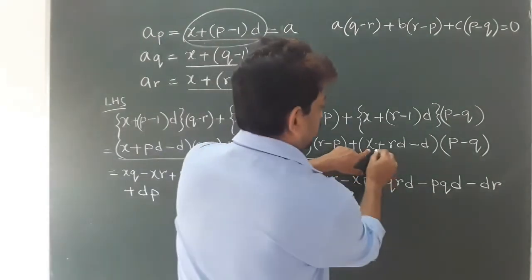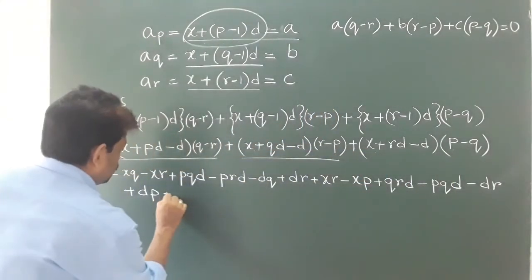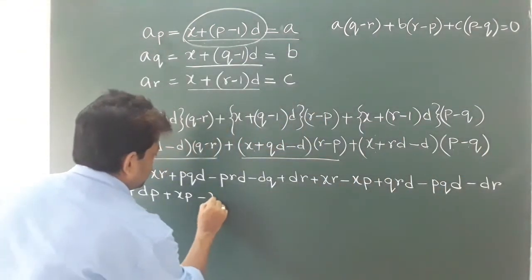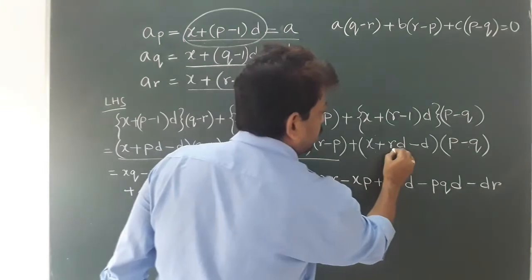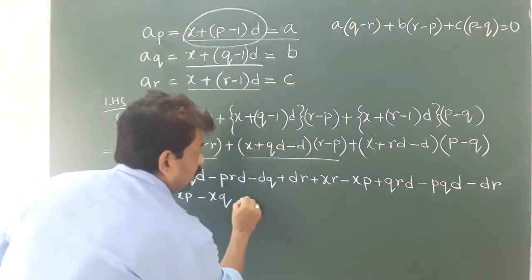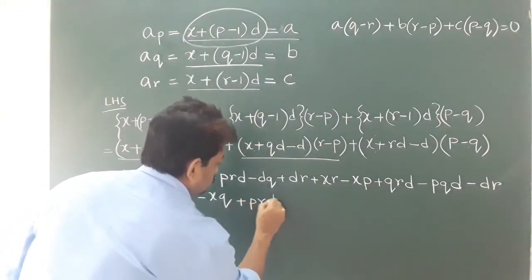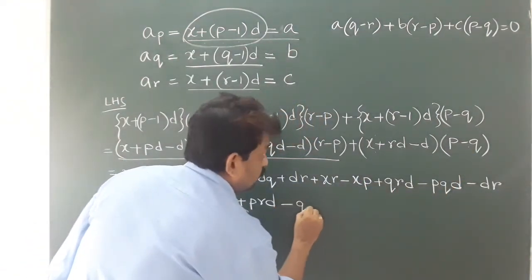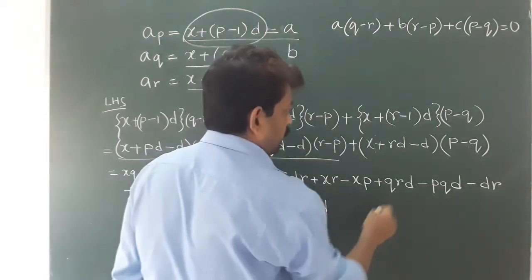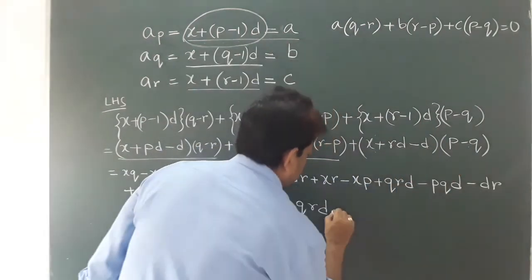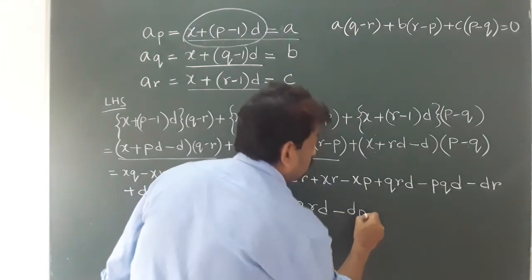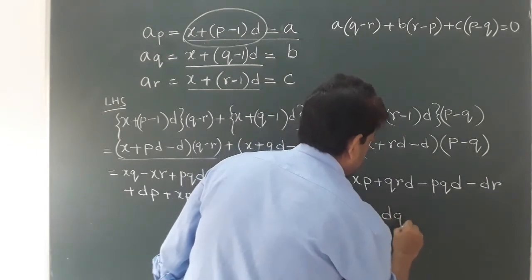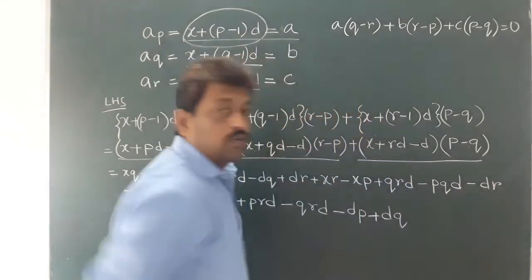Now the third part, x multiplied with p, so it is xp, x multiplied with minus q, minus xq, rd multiplied with p, plus prd, rd multiplied with minus q, minus qrd, minus d multiplied with p, minus dp, minus d multiplied with minus q, plus dq. So the third part is also finished.